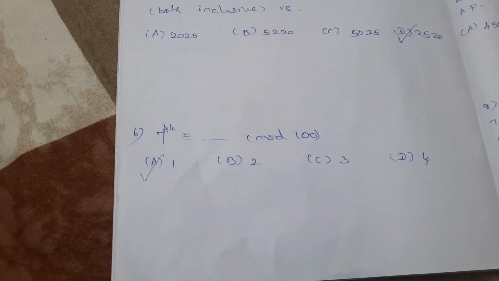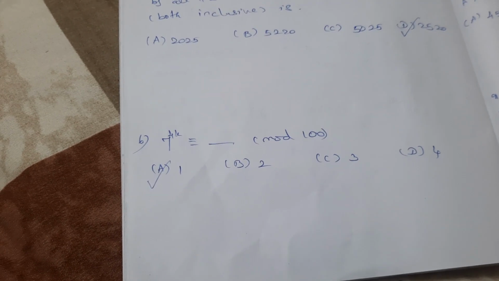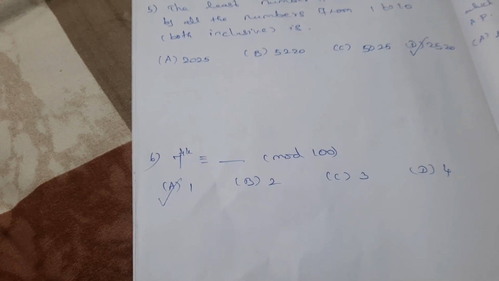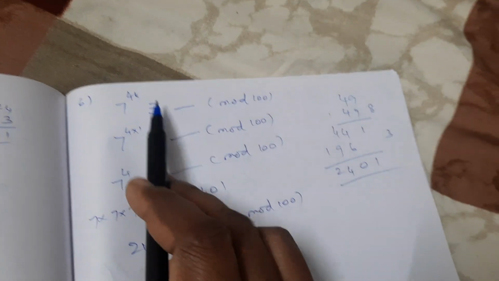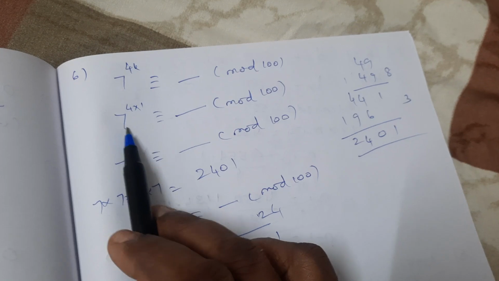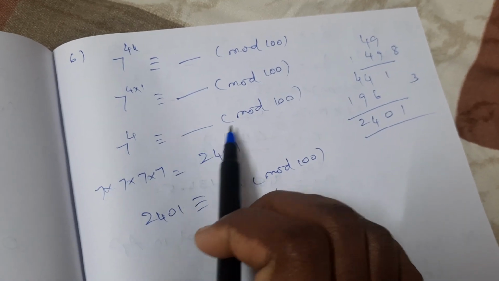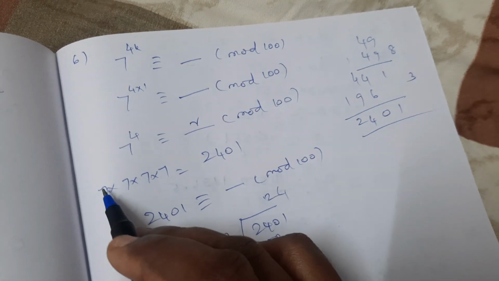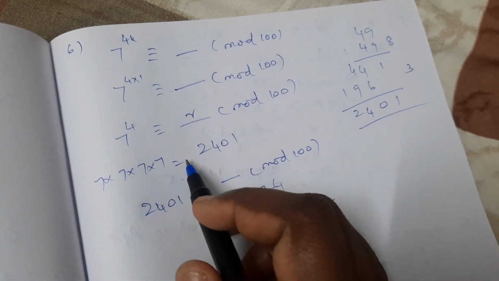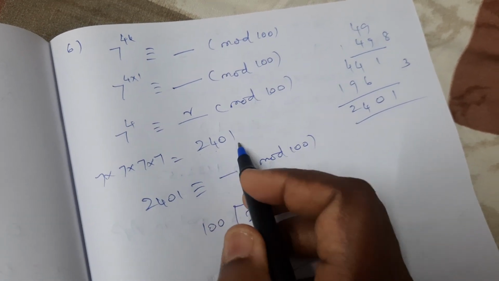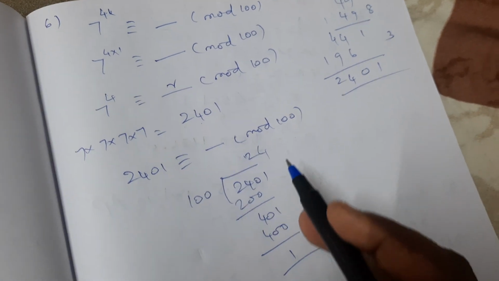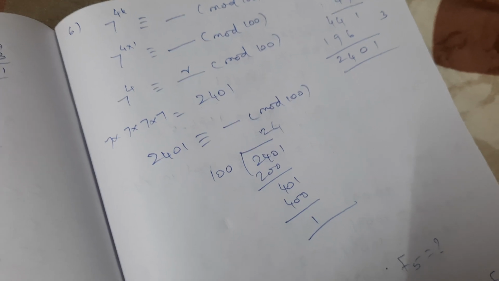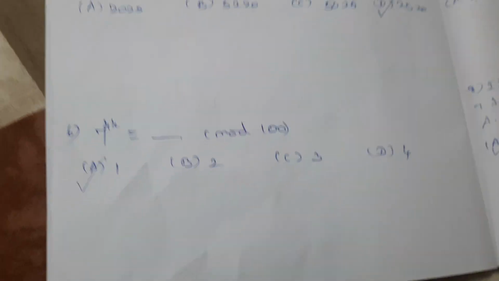The next sum, the sixth sum: 7 power 4k is congruent to what remainder mod 100? So we take k is equal to 1. So 7 power 4 congruent to remainder mod 100. 7 four times: 7 into 7 into 7 into 7 is equal to 2401. Divided by 100, 24 times 100, balance 1. So the remainder value is 1. So the answer is option A, 1.